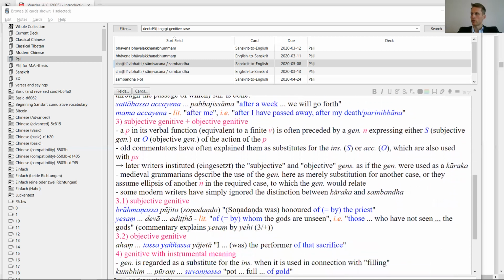There's a peculiar thing which is called the subjective genitive as well as the objective genitive, also the agent genitive as well as the patient genitive. Now this is also expressed in English, when the genitive is referring to an action.